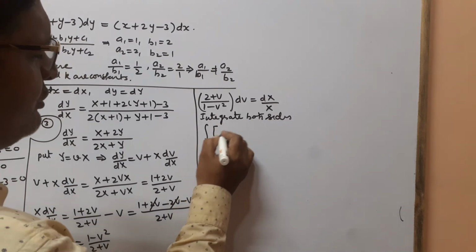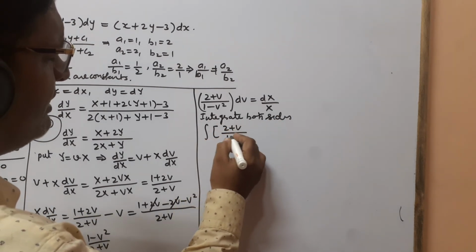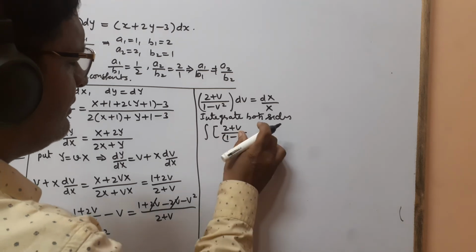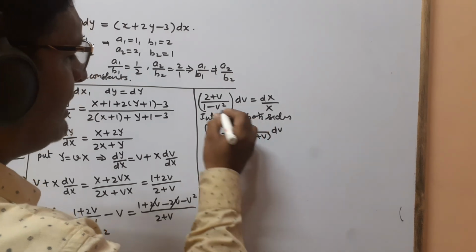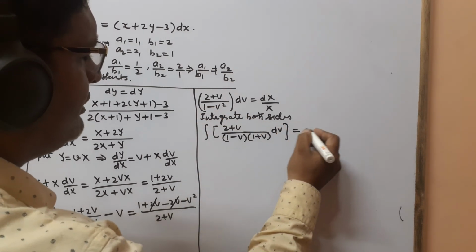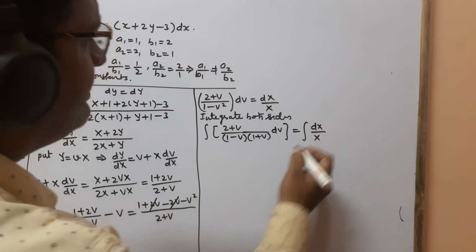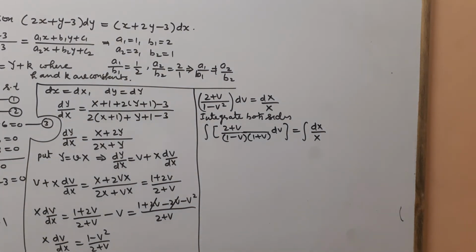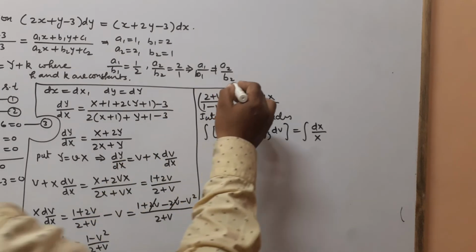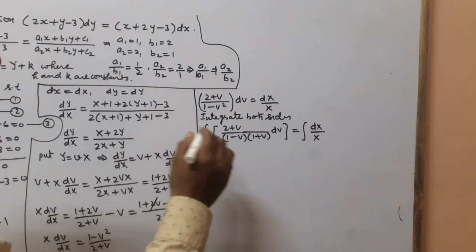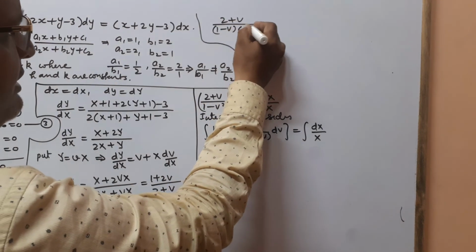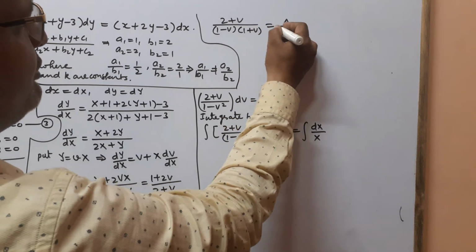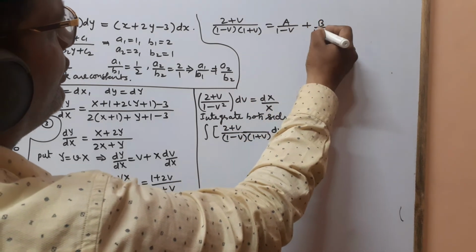So we write here (2 + v)/(1 − v)(1 + v), and here we factorize 1 − v² is equal to the integration of dx upon capital X. Now we do partial fraction of (2 + v) upon (1 − v)(1 + v). So this is a upon (1 − v) plus b upon (1 + v).